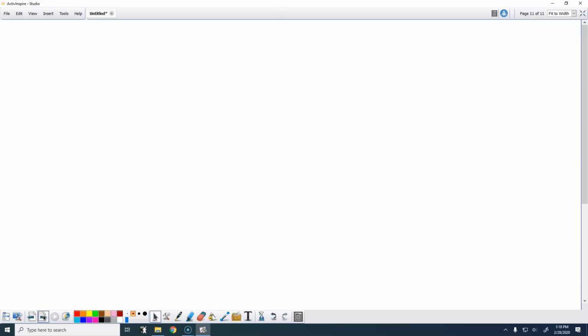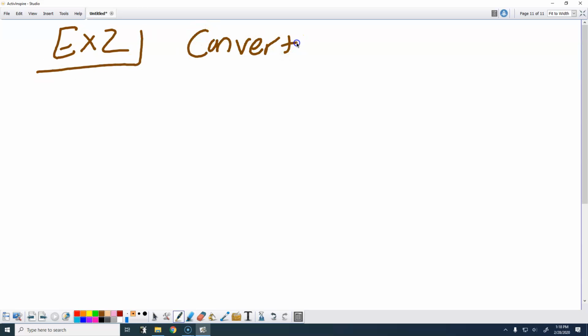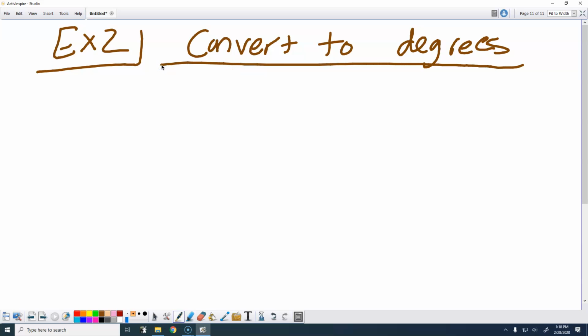All right, moving on. So we are now on example 2. Convert to degrees. So guys, this is a little bit different. We're going to be converting to degrees instead of radians.